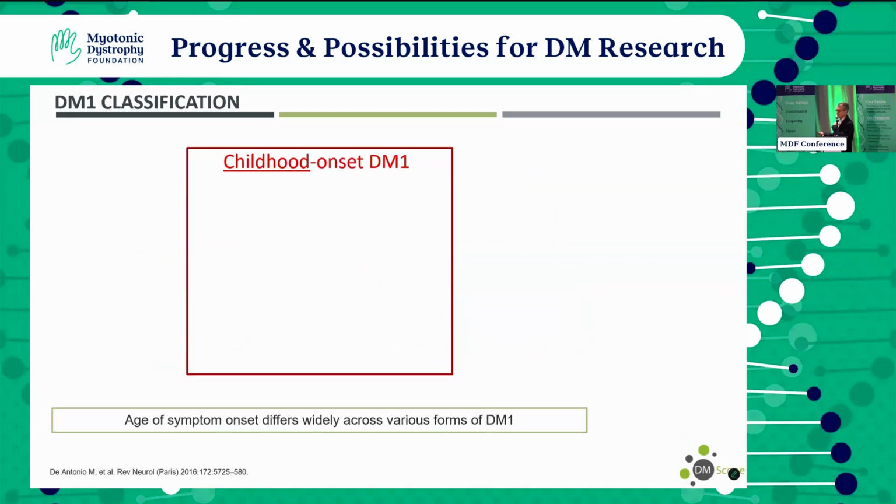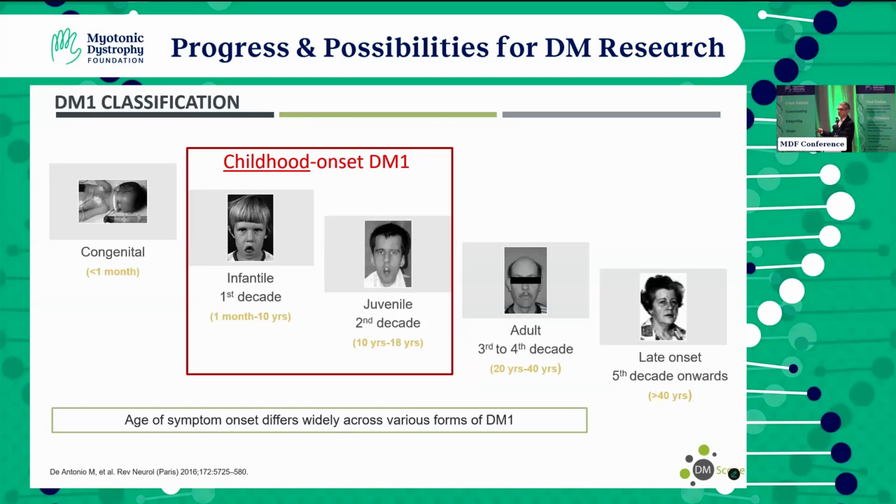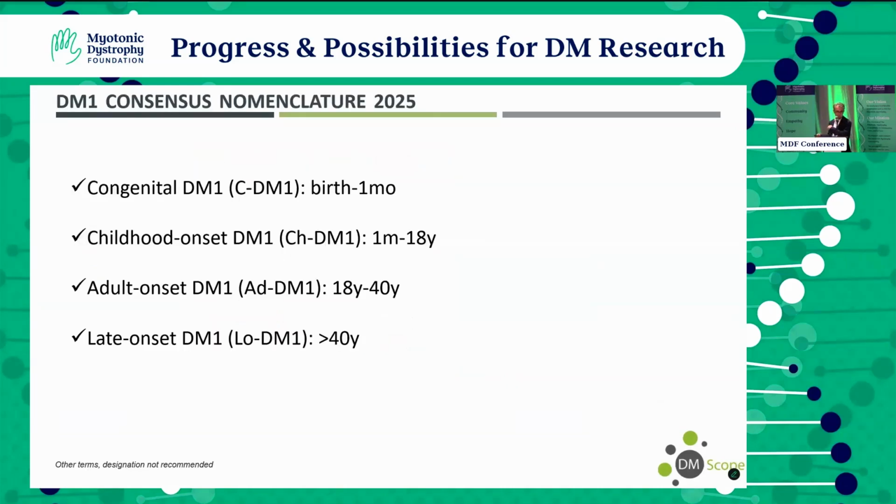Just to let you know, we recently had the ENMC workshop, which came to a consensus regarding the literature and the designation. This is childhood-onset DM1. So you have 4 groups: the congenital, childhood onset, adult, and late onset. This is summarized here.